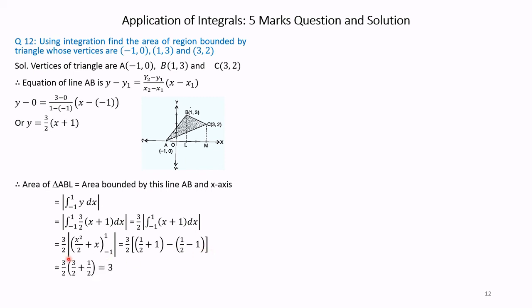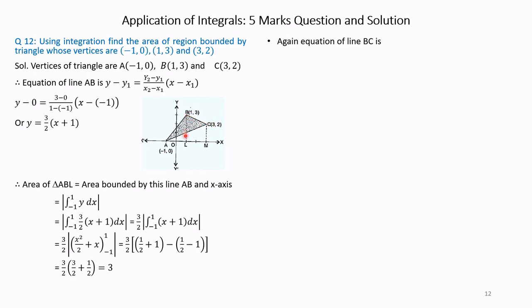Therefore, it becomes 3 by 2 into, this is 1 plus half, which is 3 by 2. Half minus 1 is minus half. Minus half into minus is plus half. Therefore, it is 3 by 2 plus half. That is equal to 4 by 2, that is 2. 2 into 2 gets cancelled and the answer is 3. So we have found the area of triangle ABL. Next we will calculate the area of triangle BLC.